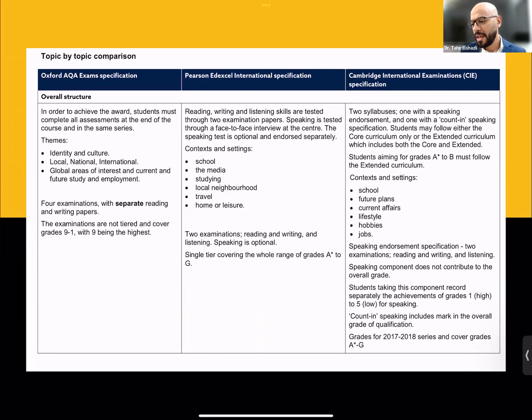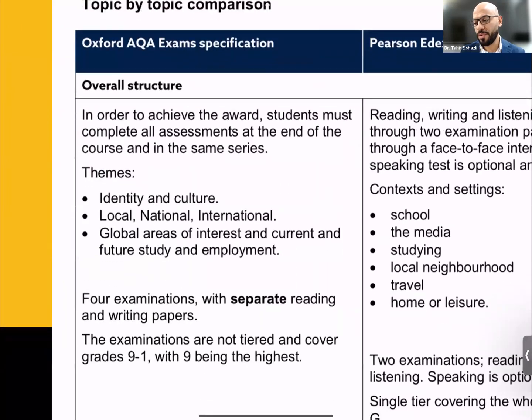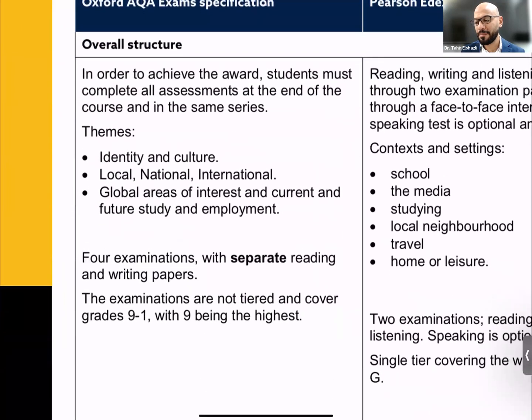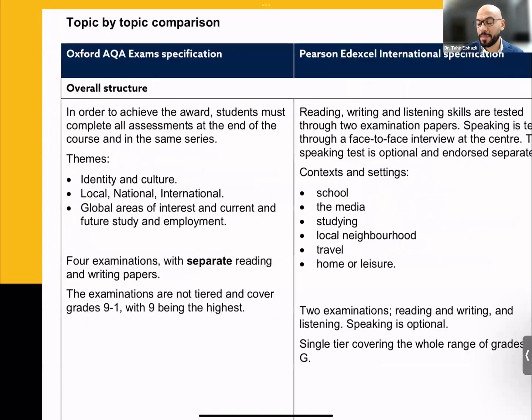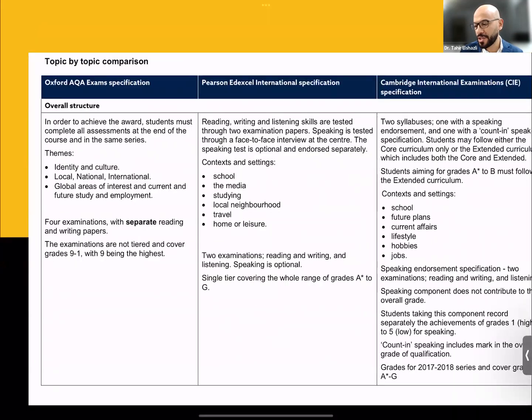تعال نبص كده. When it comes to Oxford AQA, for example, الستراكشر بتاعنا متقسم ليه؟ 3 different themes: identity and culture. وده في topics تحتيه topics كتير جدا. تمام، وهنشوفها بالتفصيل. تاني theme local, national, international, global areas of interest، وده بيعالج topics like global warming, national issues. Finally, future study and current future employment and current study and interests.